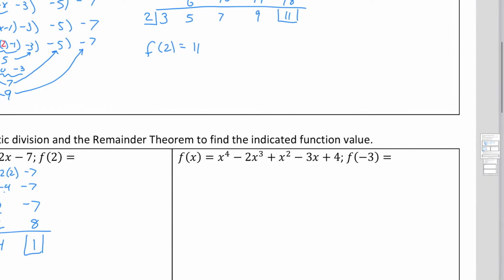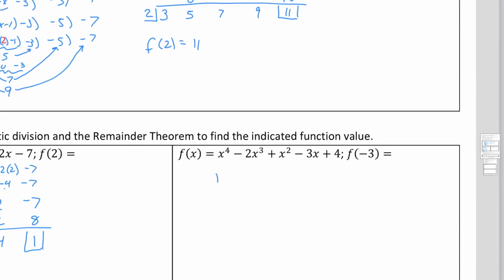So let's try one more. Set up your synthetic division problem. And the only trick you have to remember is that we don't change the sign when we're doing a function evaluation. We just use the number that we're asked to evaluate. So negative 3 times 1, negative 3. Add the column, negative 5.